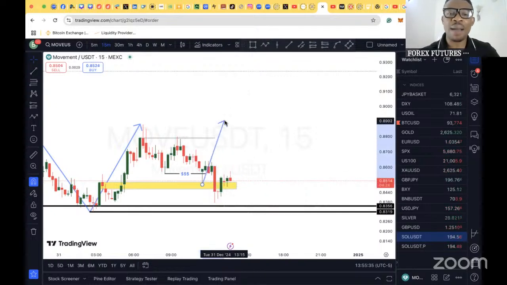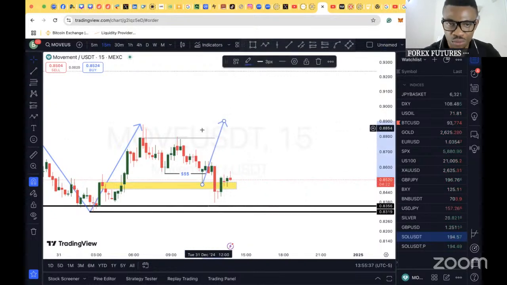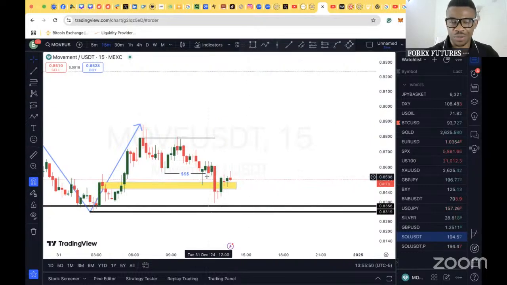But for the fact that price has not closed above this zone here, which is our H4 setup, it means that that buy setup is still valid. So we'll keep on waiting and keep on looking for entry. This is an entry. It didn't go and fulfill our requirements.